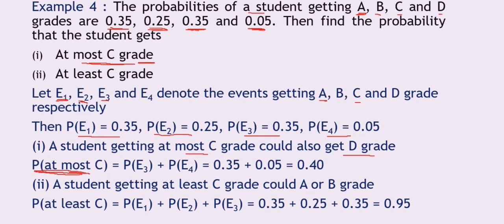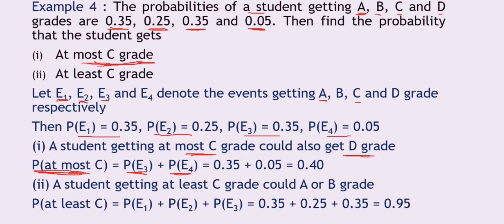So here we have got, remember yesterday we did compound events. Compound event means a combination of two or more events. So at most C is a compound event. Why is it a compound event? Because now we have got a C grade and a D grade. So there are two outcomes possible here, C grade and D grade. So at most C, this event I can call E5. The probability of getting at most C is the probability of getting a C grade plus the probability of getting a D grade.